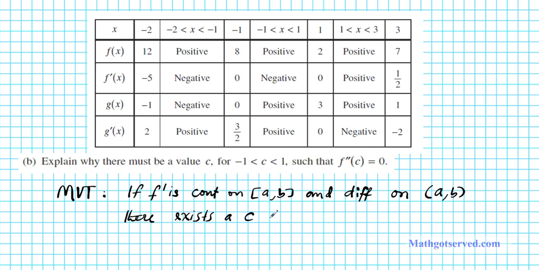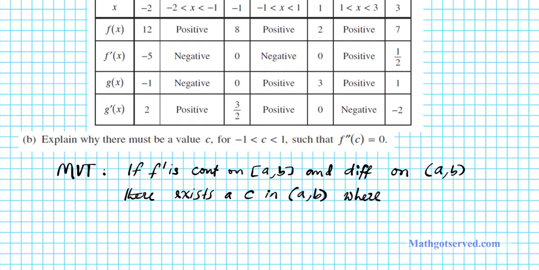a c in the open interval (a, b) where the slope of the secant line, which is f prime of b minus f prime of a over b minus a, is equal to the instantaneous rate of change, which is f double prime of c. So this is the mean value theorem, but the only difference here is that instead of f and f prime, I'm using f prime and f double prime.